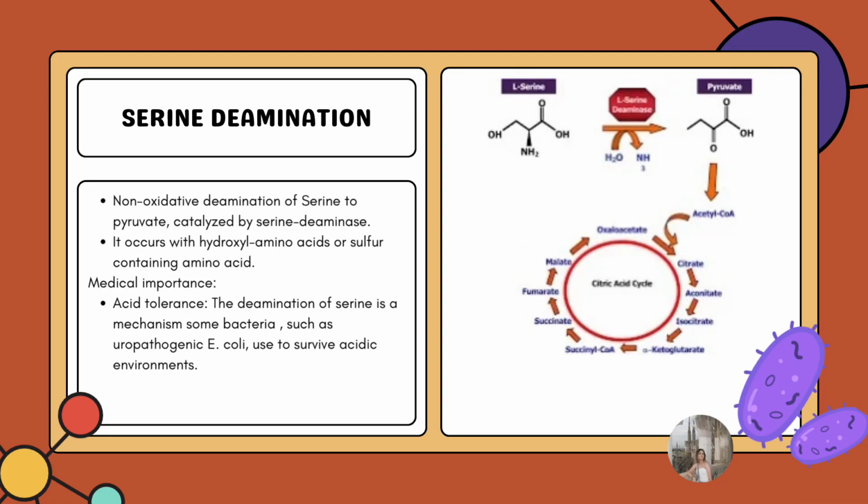Now we have serine deamination. This is a non-oxidative deamination, converting serine to pyruvate, catalyzed by serine deaminase. This occurs with hydroxyl amino acids or sulfur-containing amino acids. The medical importance of this is acid tolerance, because the deamination of serine is a mechanism that some bacteria, like uropathogenic E. coli, use to survive acidic environments.